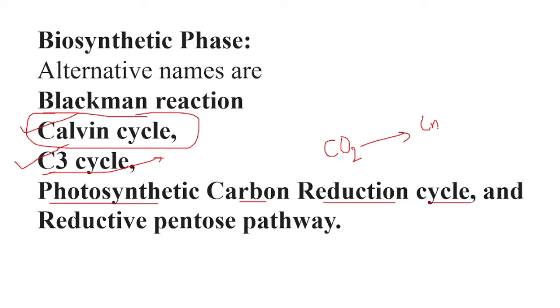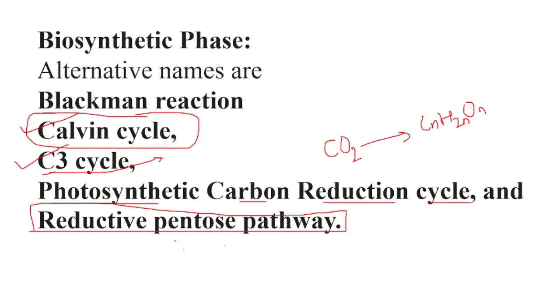So that's why we call this the reducing, or CnH2nOn is there. That's why we call it the photosynthetic carbon reduction cycle and reductive pentose pathway. This is also another name. The pentose sugar, that is 5-RuBP, with 5 carbon atoms, is being used. That's where it is also named the reductive pentose pathway.